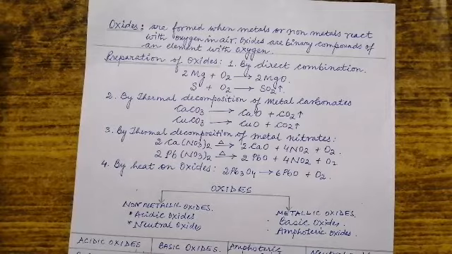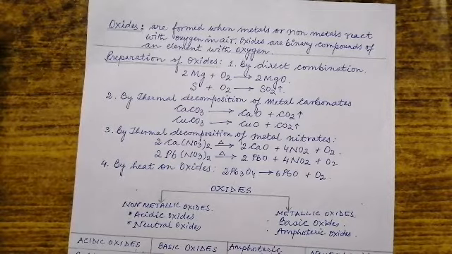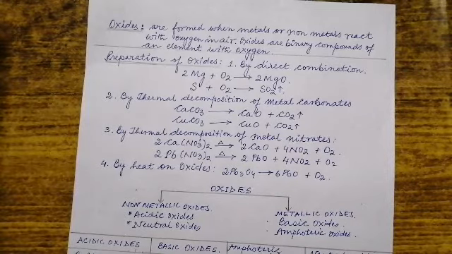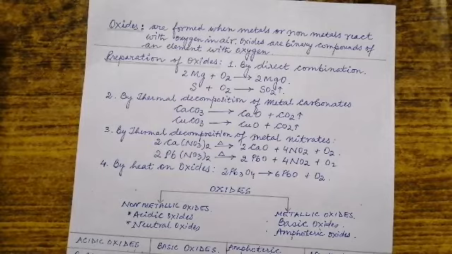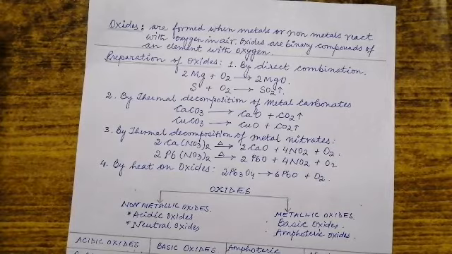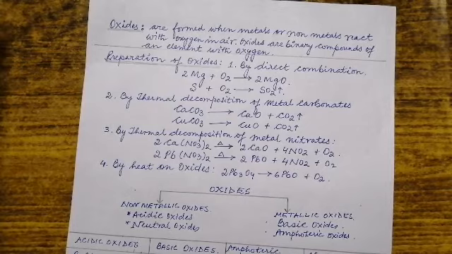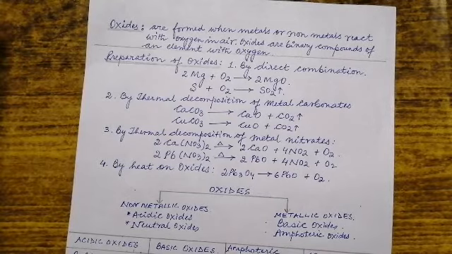Let's take a look at the action of heat on calcium carbonate. Calcium carbonate on heating gives metal oxide, which is calcium oxide, and carbon dioxide gas is released. Similarly, copper carbonate on heating gives off carbon dioxide gas, and the metal oxide formed is cupric oxide. Cupric oxide is black in color.